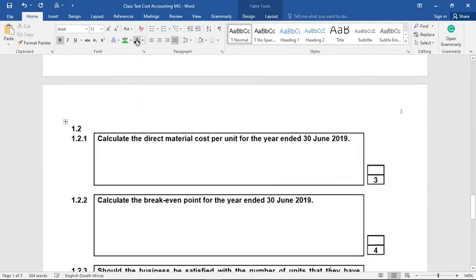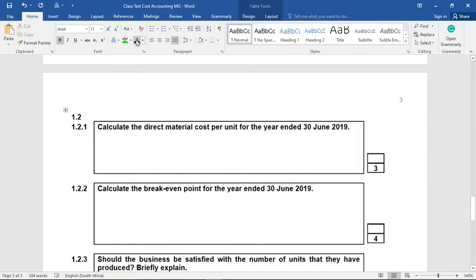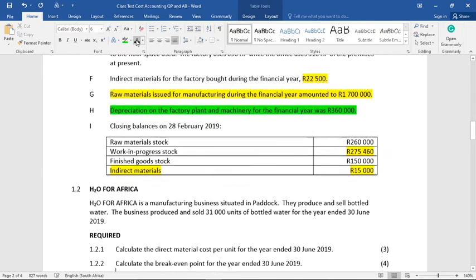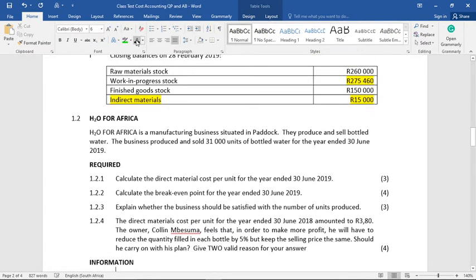We then go to the more theory questions now, and we go back to the questions. It says, H2O Africa is a manufacturing business situated in Paddock. They produce and sell bottled water. The business produced and sold 31,000 units of bottled water for the year ended 30th of June 2019. Required: Calculate the direct material cost per unit for the year ended 30th of June 2019.